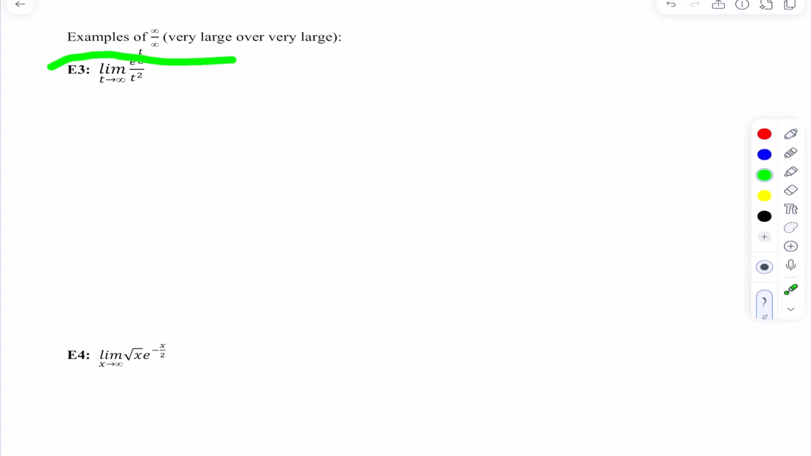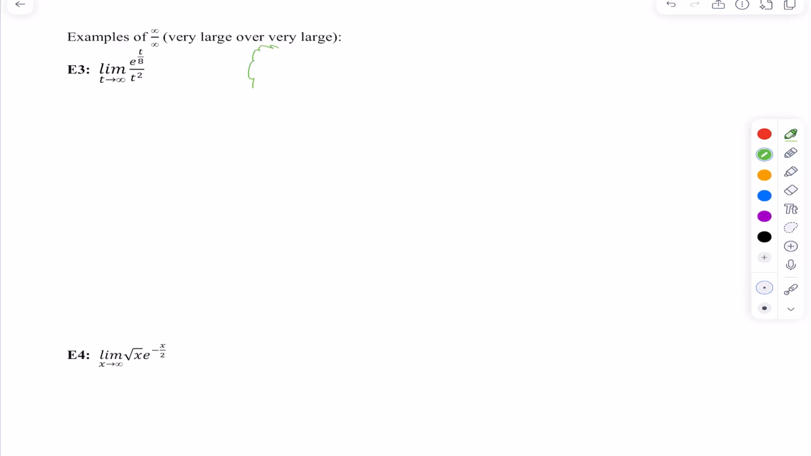Let's check out more examples of limits. Here are some examples of very large over very large. The way you see that is by checking forms. You're checking the numerator and the denominator here.